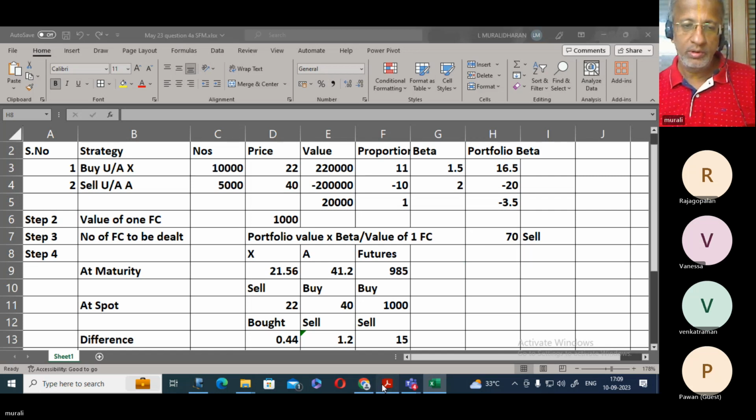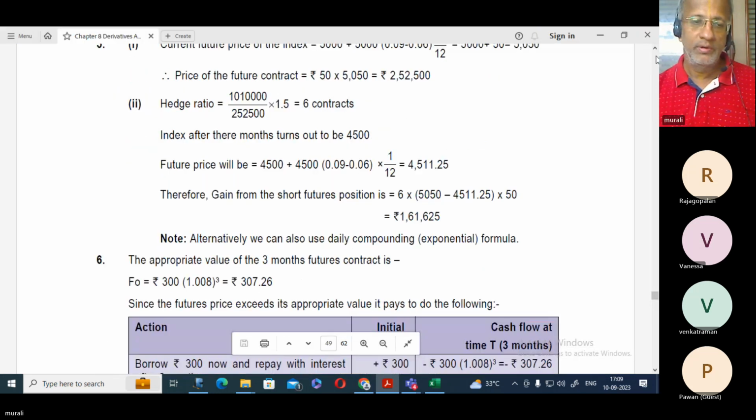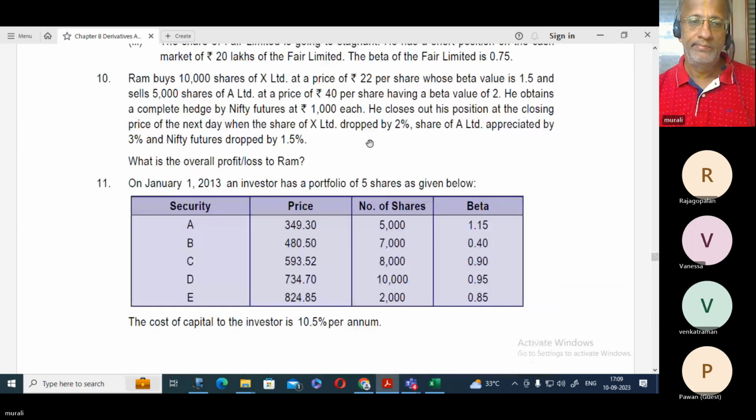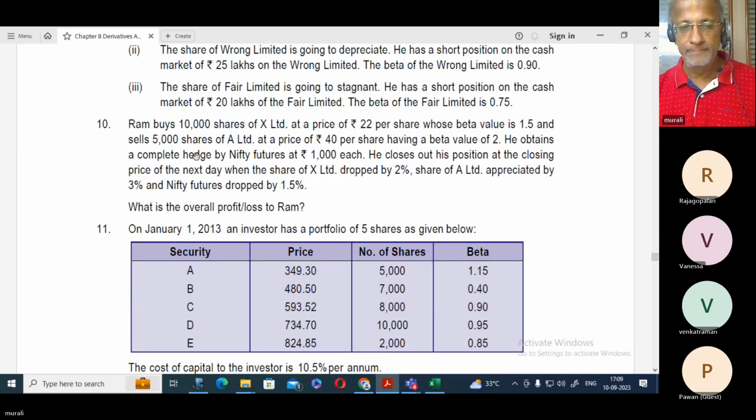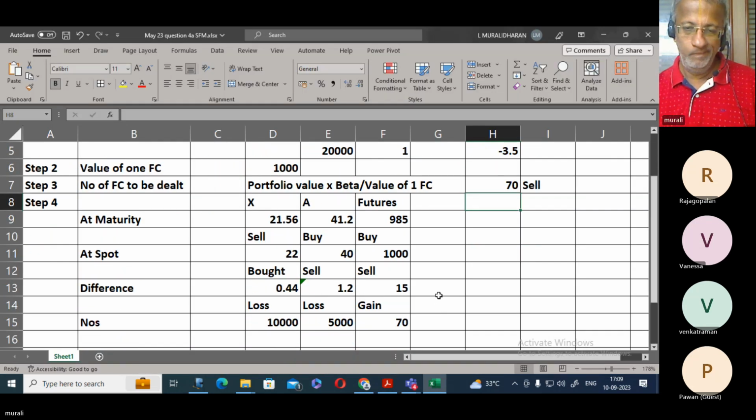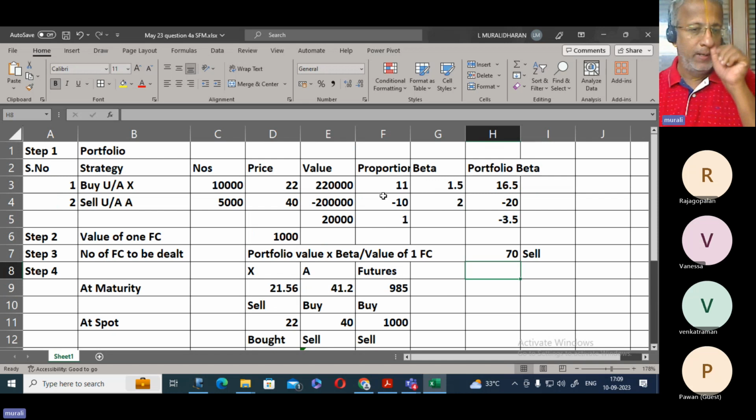What was the question? The question is perfect hedge, no? They want a complete hedge. Here, I'm just getting the feel that my buying value is greater. So my portfolio value is 20,000 bought. So the appropriate strategy for me to have a complete hedge is to sell.